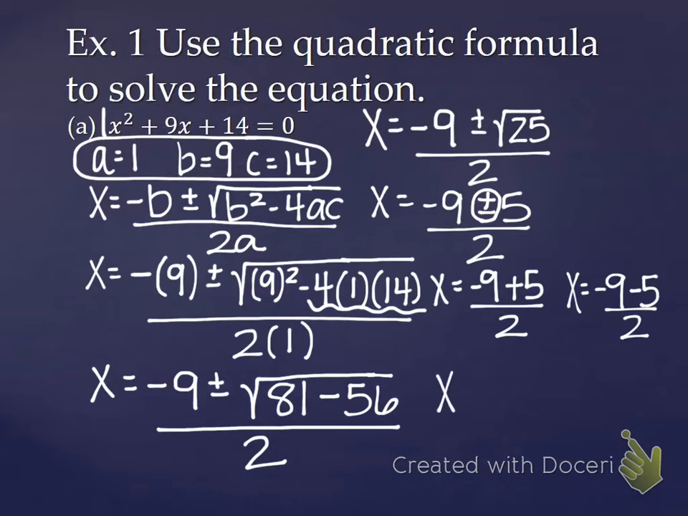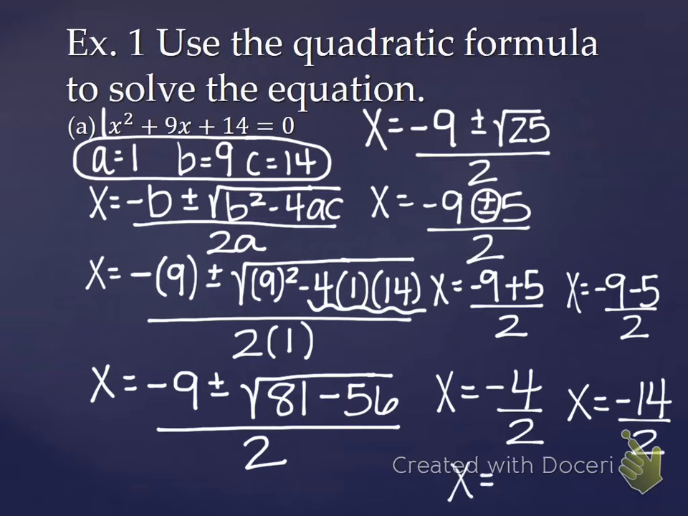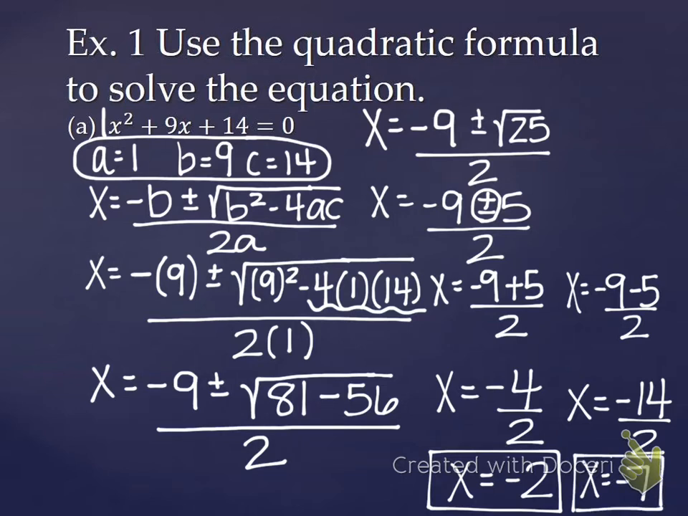So let's do the math. What is -9 plus 5? -4 over 2. And right here, what's -9 minus 5? -14 over 2. So x equals -2. And x equals -7. Awesome. So when we solve the quadratic formula, how many answers are we going to have? 2. Okay? Every time we're going to have 2 answers because the plus or minus causes us to have to work the problem twice. All right?